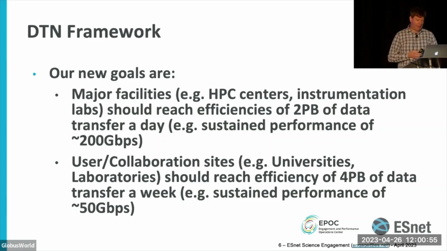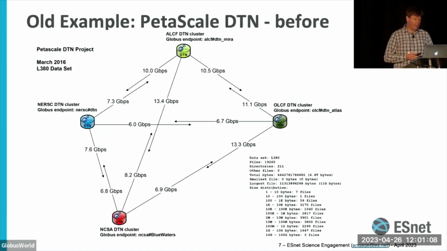For the user and collaboration sites, which are your universities and laboratories, 4 petabytes a week is the ultimate stretch goal here, which is about 50 gigabits per second sustained performance, which we should be able to do, but it's going to require some upgrades to get there.